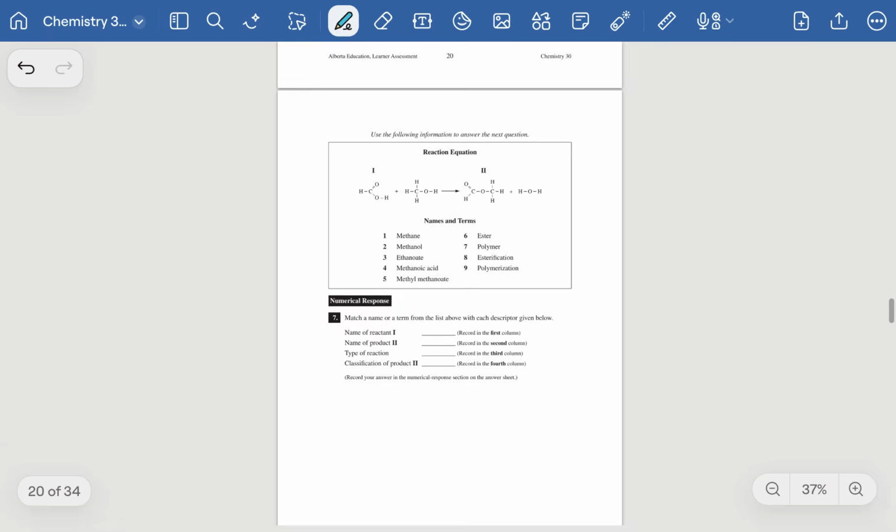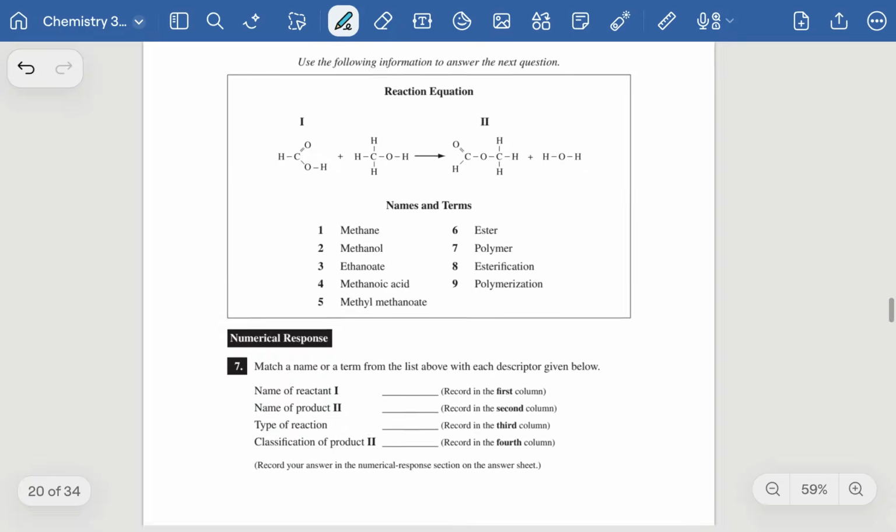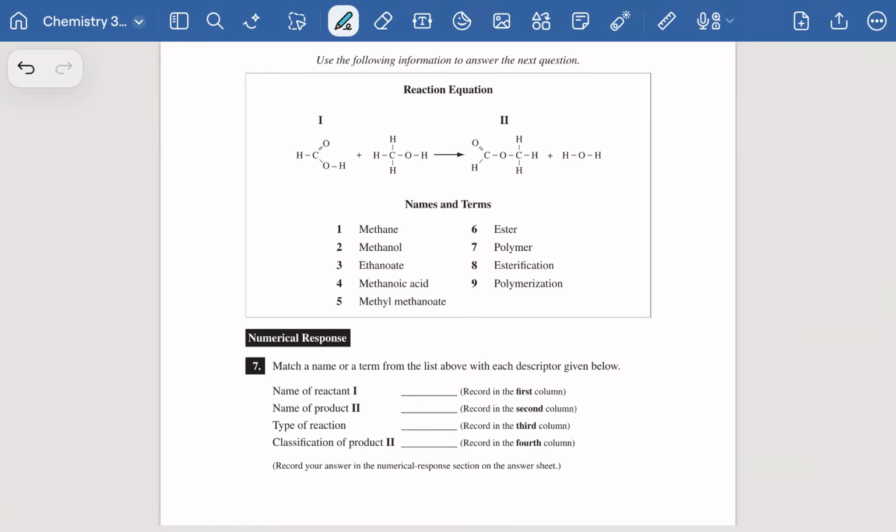Okay, moving on to this next one. Hopefully you can identify that this is an esterification reaction, and then we're just naming some things within. So the reactant number 1, that is a carboxylic acid with just one carbon, so that would be methanoic acid. Product 2 is actually naming the ester, and you would know that from the methyl and methyl on both. So this would be methyl methanoate. Type of reaction is esterification, and classification of compound 2 is number 6. It is an ester.